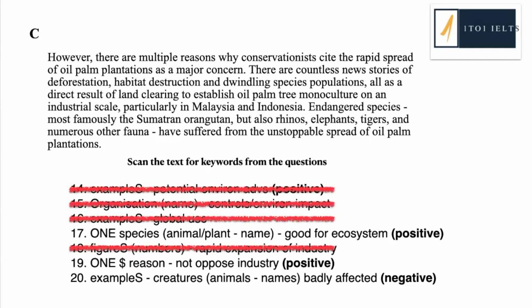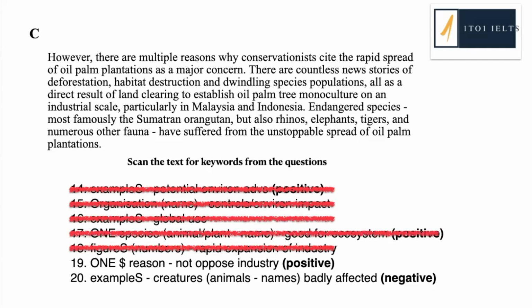There are some names of animals. So we see there are endangered species, most famously the Sumatran orangutan. Also, rhinos, elephants, tigers, and numerous other fauna have suffered from the unstoppable spread of oil palm plantations. But this is not a positive paragraph. This looks like it's negative. This is trying to say bad things about oil palm plantations. It's also not just giving one species, it's giving multiple species. So we actually know that 17 is not possible here.